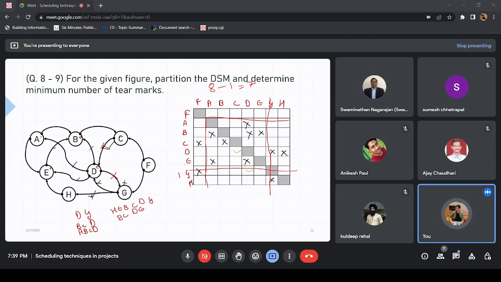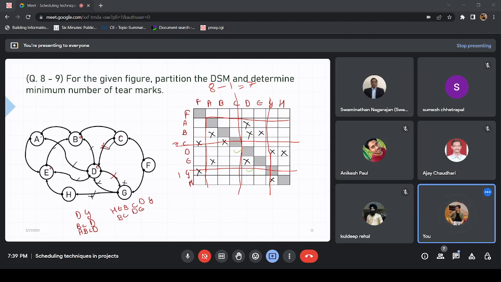And then after G, what will come? After G, A will come. After G, A. No, A still has something. Then C is an empty column. Okay, we can push it to the end. C is an empty column, so we push it to the end. So C gets the number 7.